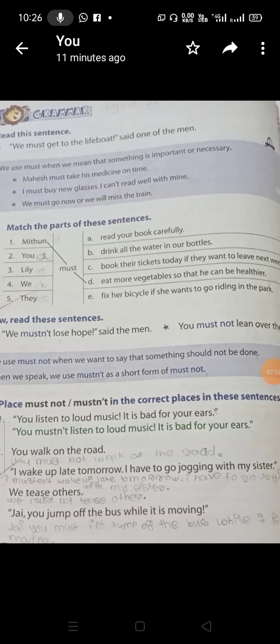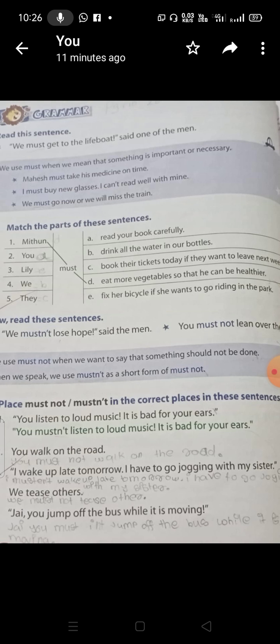Okay, now come to your chapter exercise, page number 28 in your textbook. Before this I revise all your must and must not exercise. I hope you will do it now in a proper way. Read these sentences. We must get to the lifeboat, said one of the men. Shipwreck chapter is there. In that shipwreck chapter, we must get to the lifeboat, said one man.